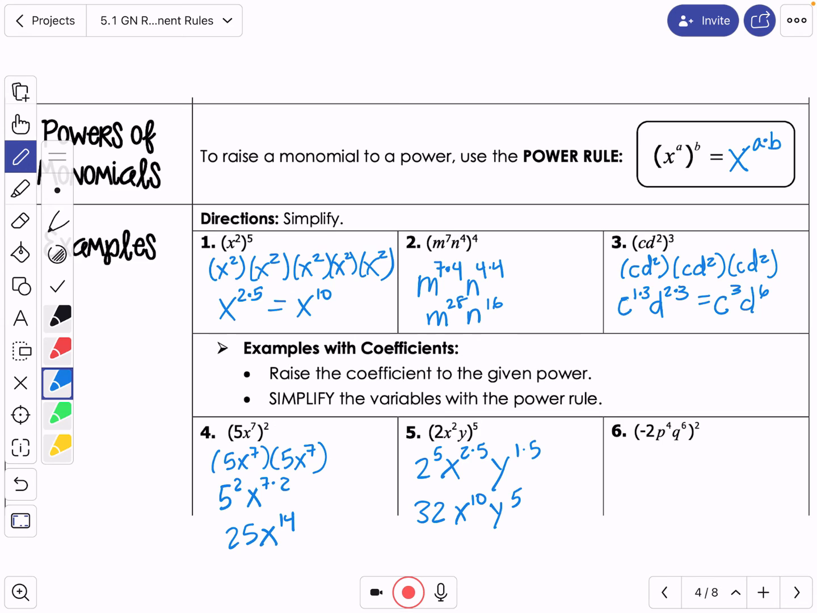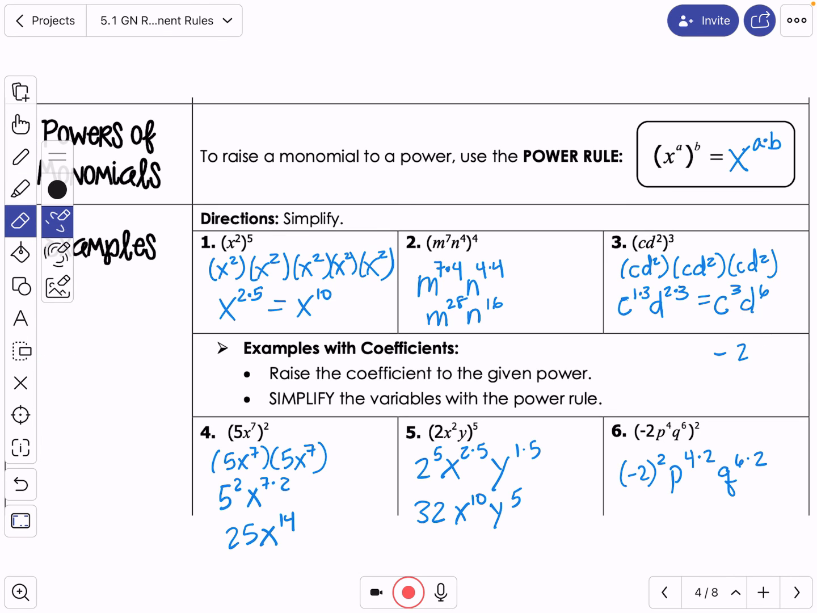All right, and now we have minus 2, p raised to the 4th, q raised to the 6th, all squared, or raised to the 2nd power. So we're going to have minus 2 squared times p to the 4 times 2 times q raised to the 6 times 2. It's really important to remember you have your minus sign. If you're putting this in your calculator, you have to put parentheses around it.